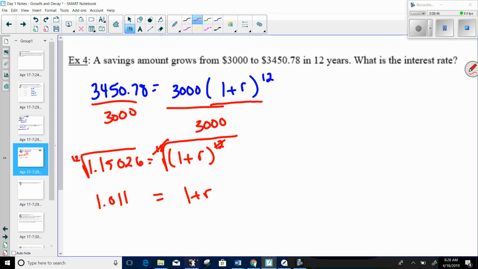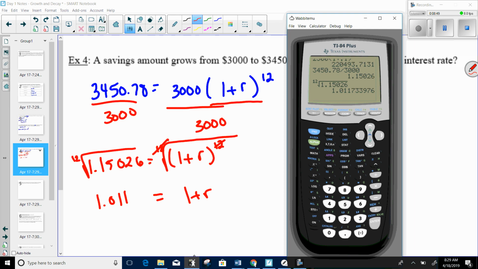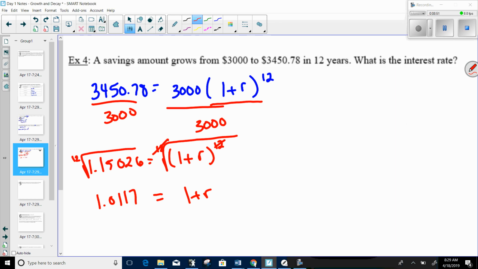1.0117, I believe. Check that. Yeah, 1.0117. Subtract the 1 over, and you get R equals 0.0117, and then we want to turn that back into a percentage. So we would move the decimal place 1, 2, so it would be 1.17%, which isn't very much. That's basically like having a savings account at the bank, and that actually is probably high for a savings account at the bank. So in 12 years, you'd only make $450, which isn't very much.